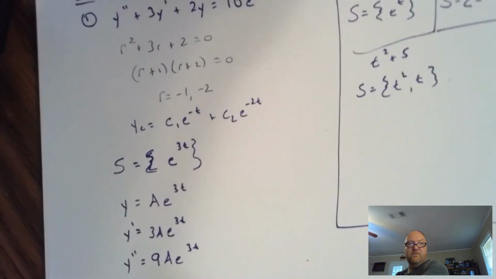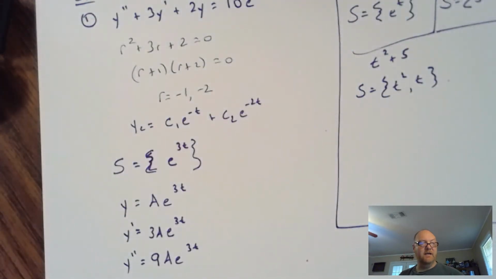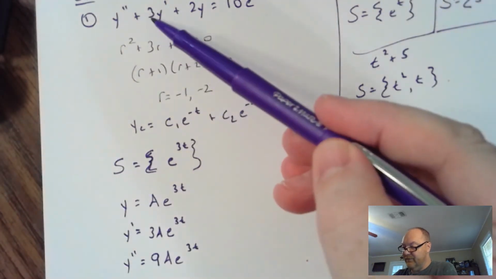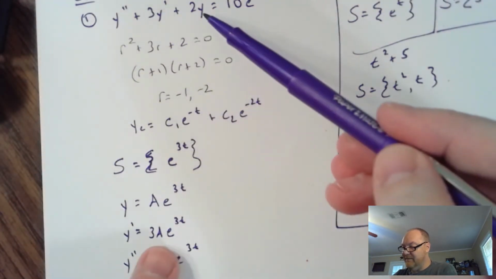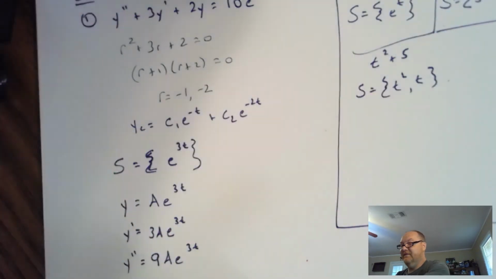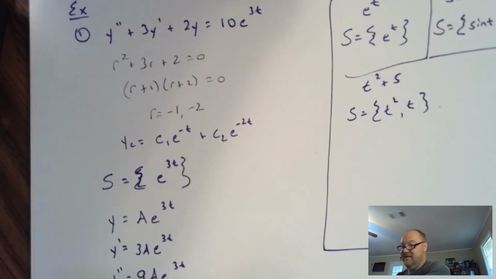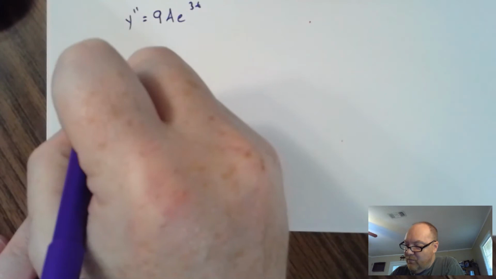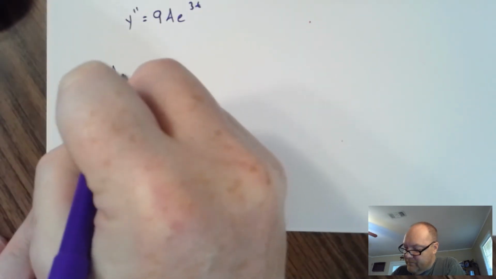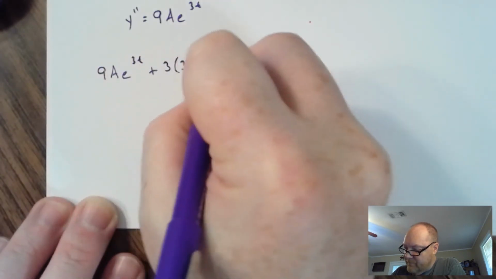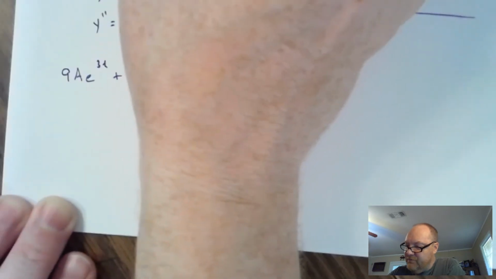Let me try to get that on the screen where we can see all of that at one time. So I'm going to plug in y double prime. I'm going to plug in 3 times y prime. And I'm going to plug in 2 times y. And I'm going to set it equal to this 10 e to the 3t portion. That's our plan. So here we go. Y double prime plus 3 times y prime. And then plus 2 times y.